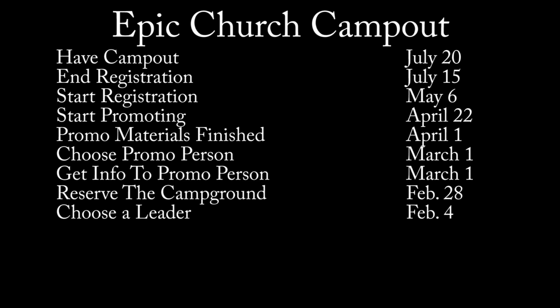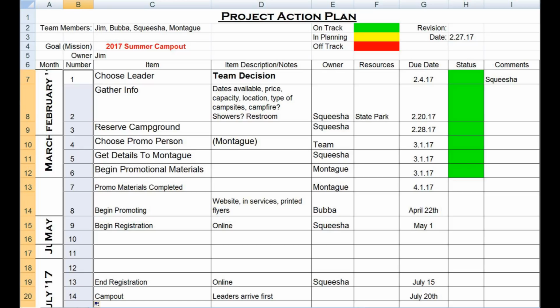Okay, thinking back to the backward engineered plan and the dates that we have, let's take a look at this action plan. The first look at it, there hasn't really been any revisions, and it has the stuff that we originally put down from our backward engineered plan. We've decided to have a camp out. We choose a leader. We gather all the possible information. We reserve the campground. We choose a person in charge of all the promo material. We get the details to the person in charge of the promo material. We begin working on the promotional material.